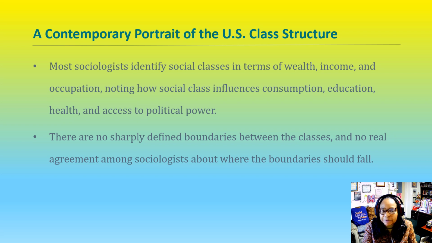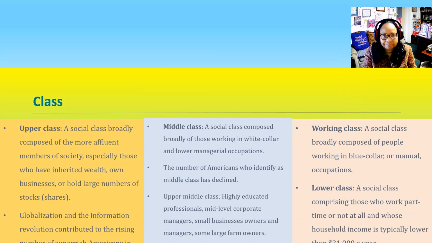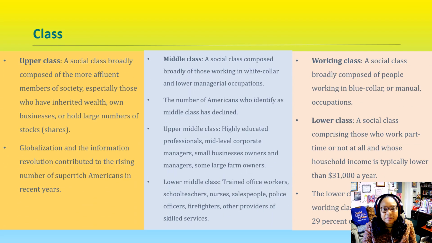While there are no sharply defined boundaries between the classes, and no real agreement among sociologists about where boundaries fall, at the same time, different classes were identified. This includes the upper class, the middle class, the working class, and the lower class.